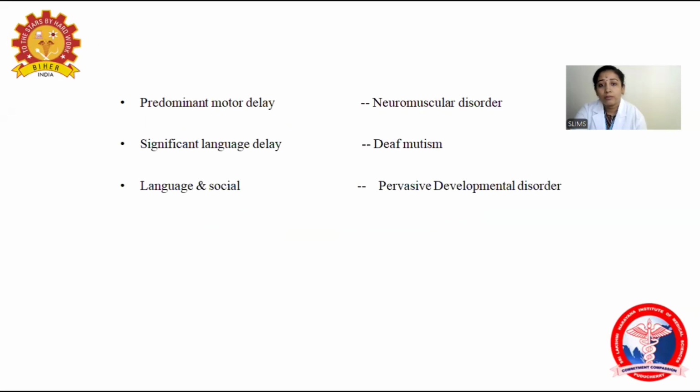Predominant motor delay is seen in a child with neuromuscular disorder, like myopathies and neuropathies such as the muscular dystrophies. Significant language delay is seen in deaf mutism, where the child has a hearing problem and may start speaking late. Language and social delay together is seen in pervasive developmental disorder.